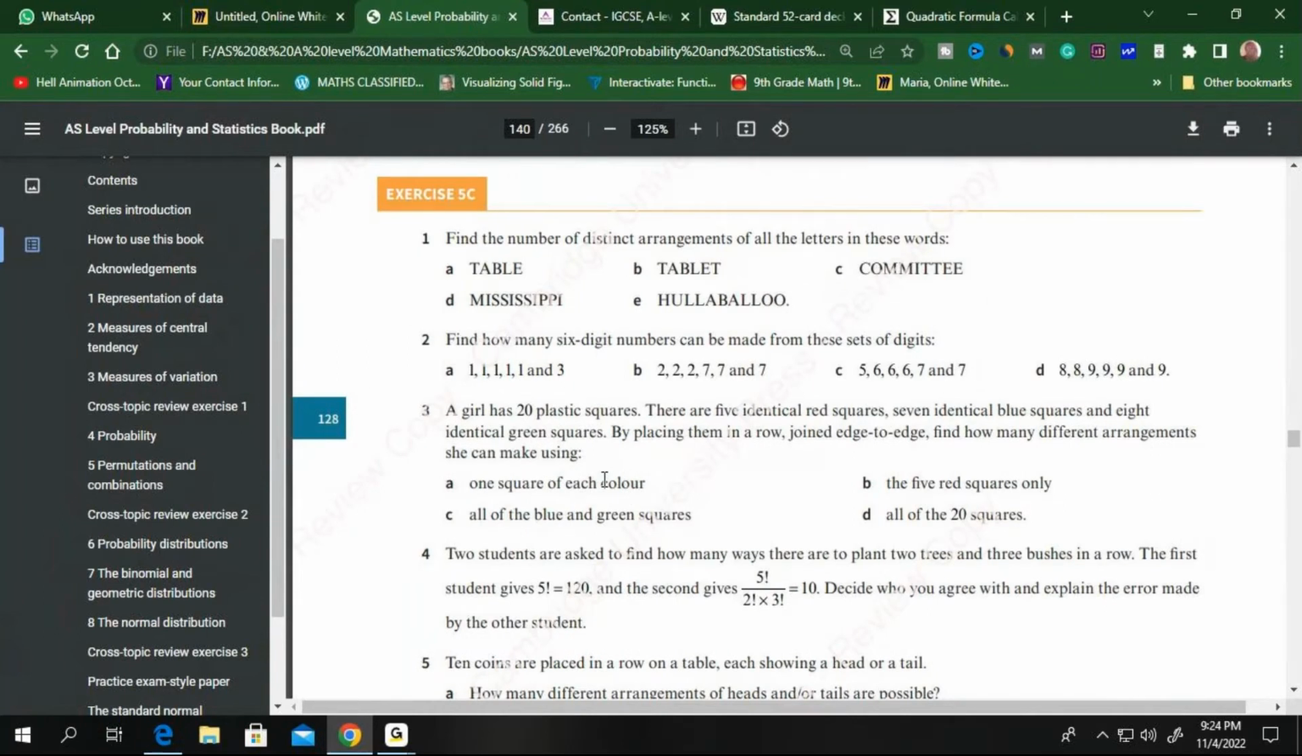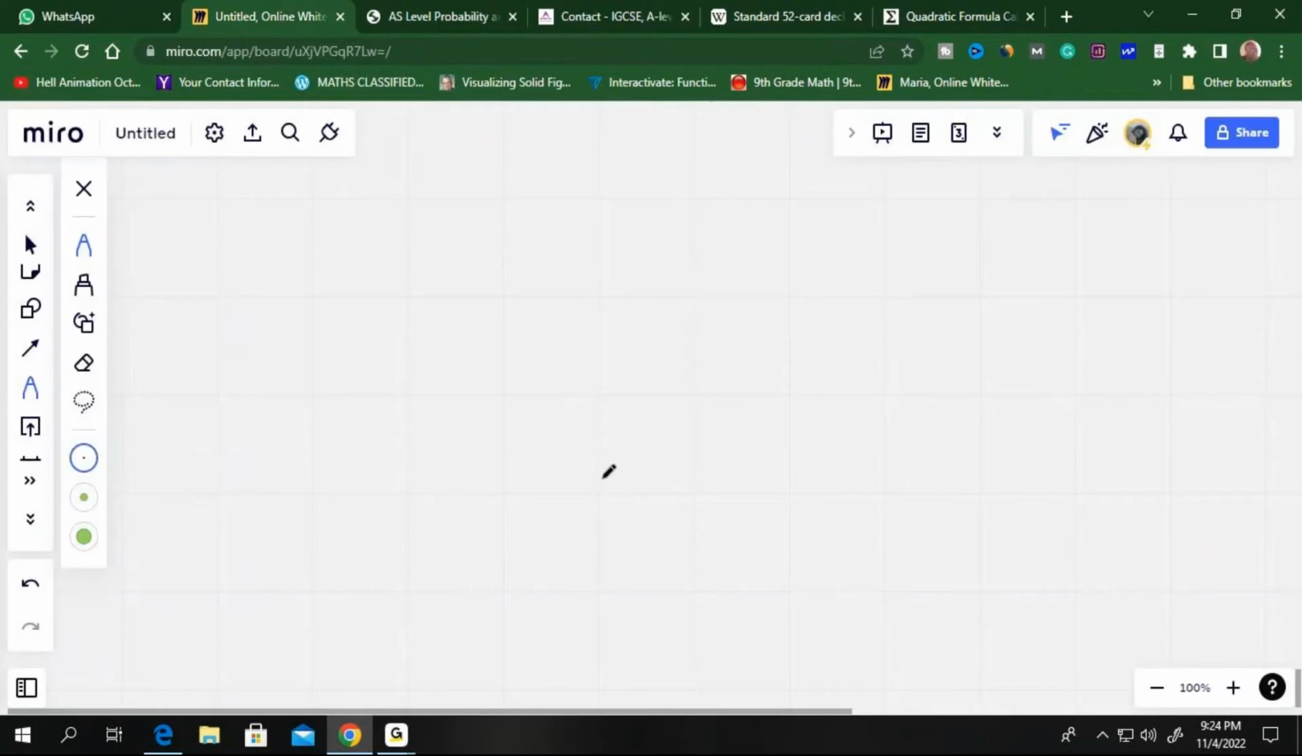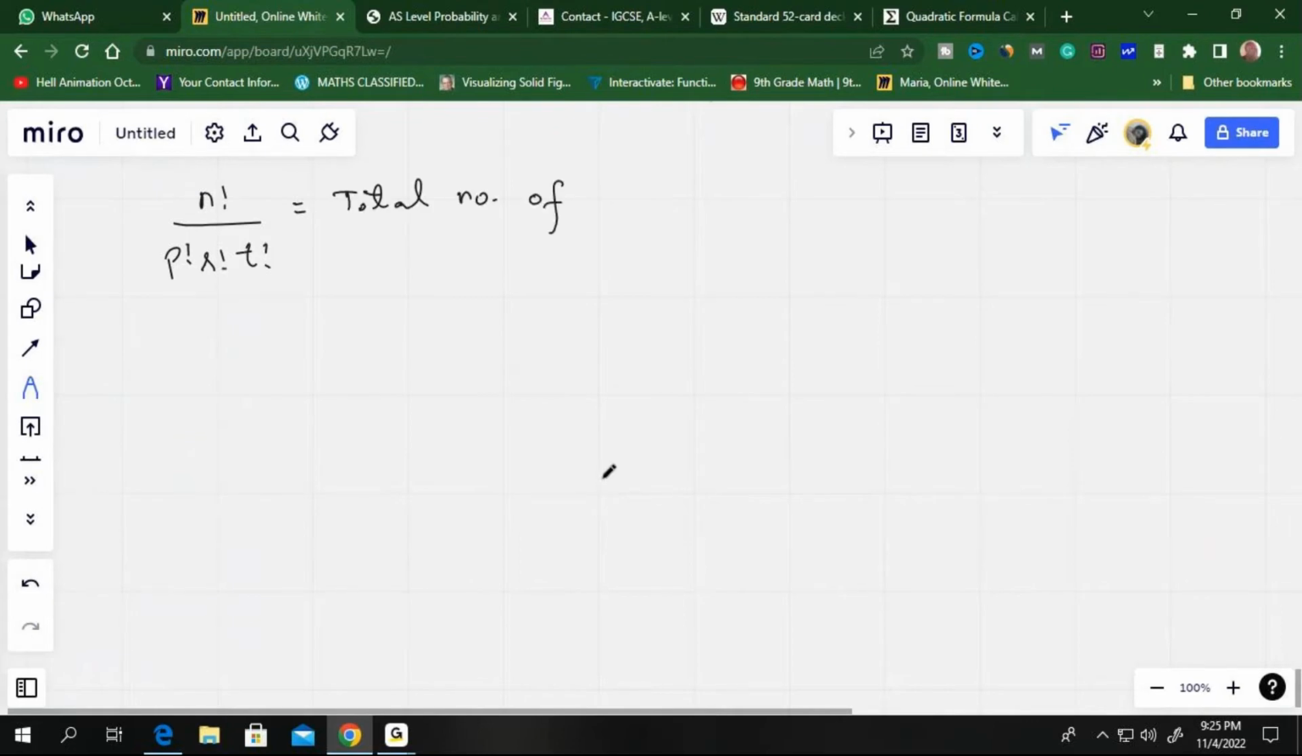I'm going to pick up my question number 1, and from here I'm going to pick up part A and part E, the first part and the last part. They're asking to find the number of distinct arrangements of all letters in these words, the number of unique arrangements. Case number 3, n factorial upon p factorial into r factorial into t factorial. This is the formula that we are going to use to find the total number of unique arrangements, or unique ways, or permutations.